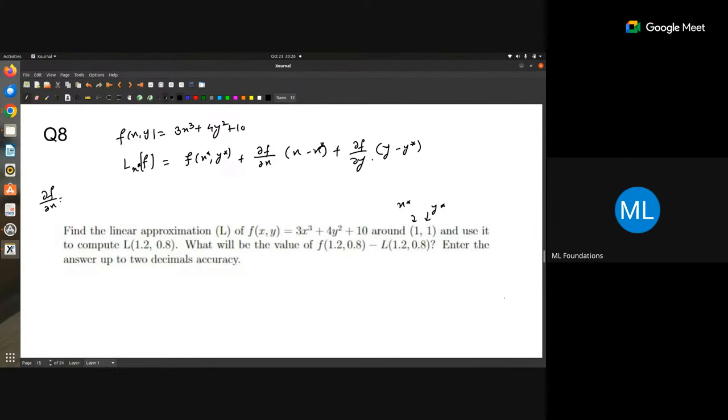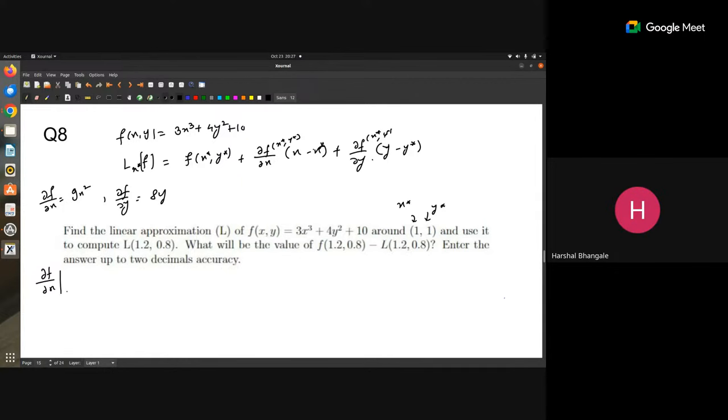What is del f upon del x? It is 9x square, right? And del f upon del y is 8y. So this is at x star, y star, and this is also at x star, y star. Sorry, it will be 3x square, 3 threes are 9. I had written it as 3x square by mistake.